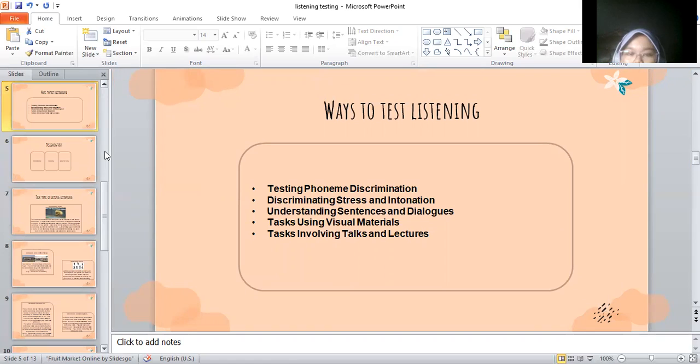The first, we have testing phoneme discrimination. Sounds are sometimes difficult to discriminate in a language other than one's native language, especially if the sounds are not distinguished in the native language. There are several ways to test phoneme discrimination. There is the ability to tell the difference between different sounds.